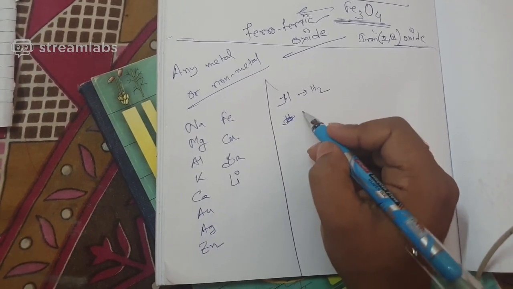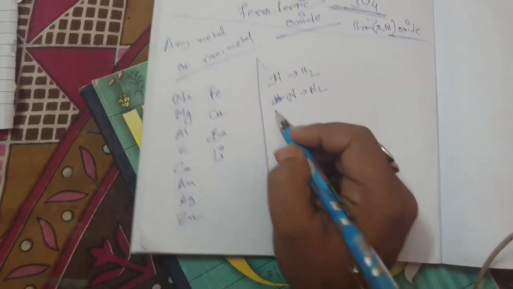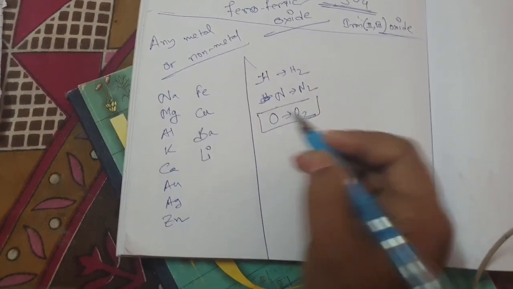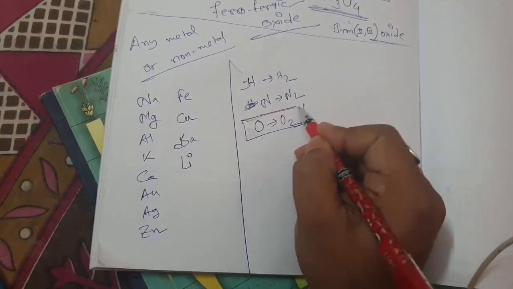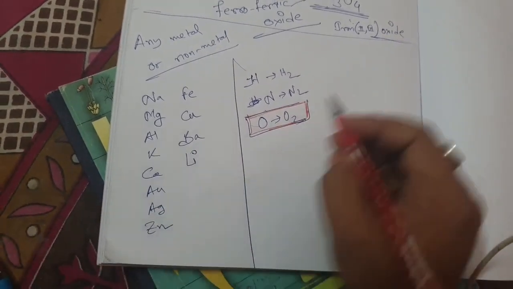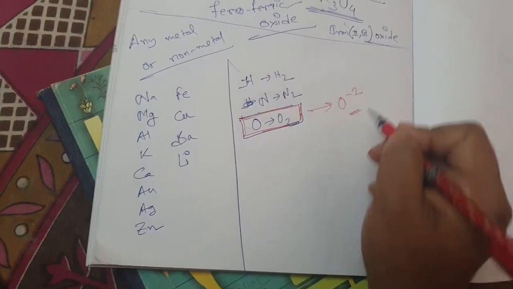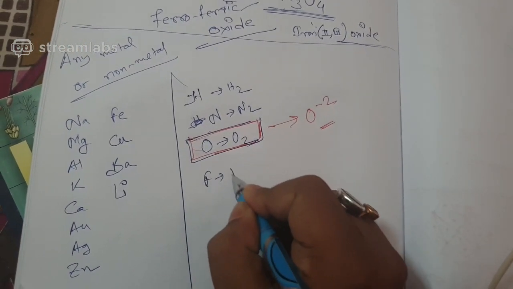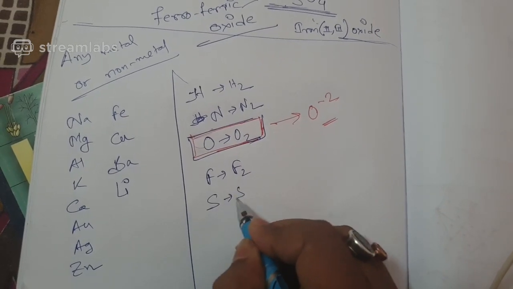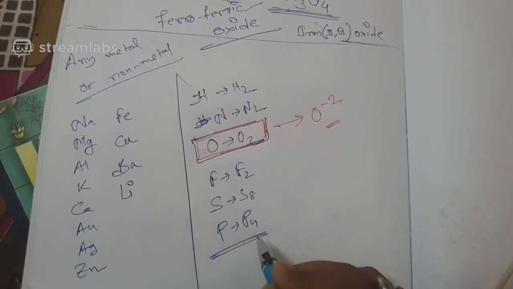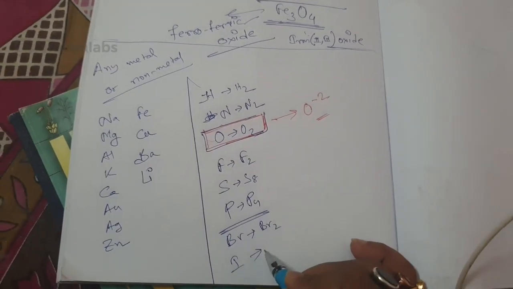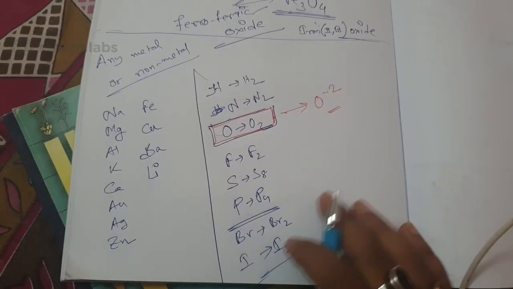helium. Oh, sorry, no, helium is a noble gas. Nitrogen existing as N2. Then oxygen existing as O2. Now this is the special element here, oxygen, existing as O2. Oxygen's charge is O minus 2, as you have learned. Then there are other non-metals also, like fluorine existing as F2, then sulfur as S8, phosphorus as P4. Bromine existing as Br2, iodine existing as I2.